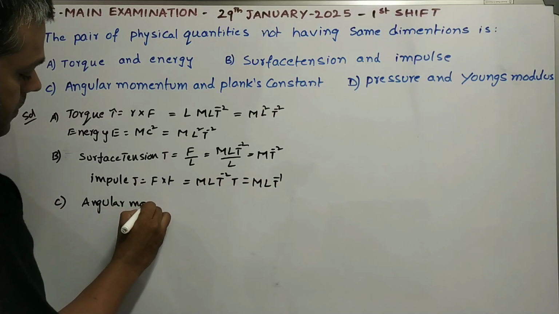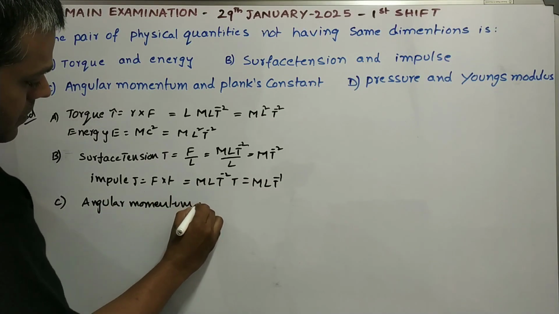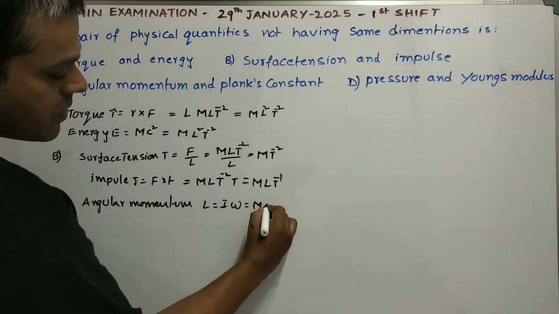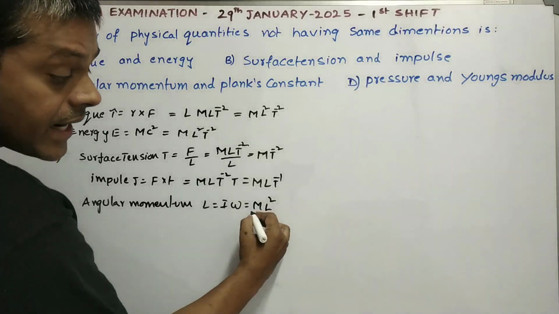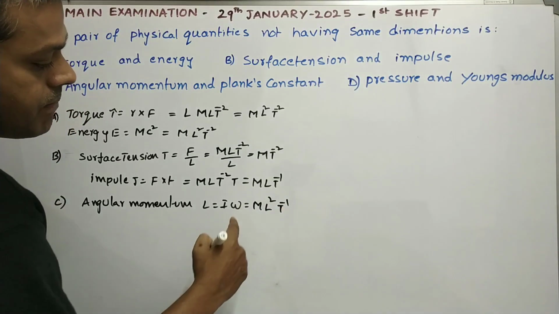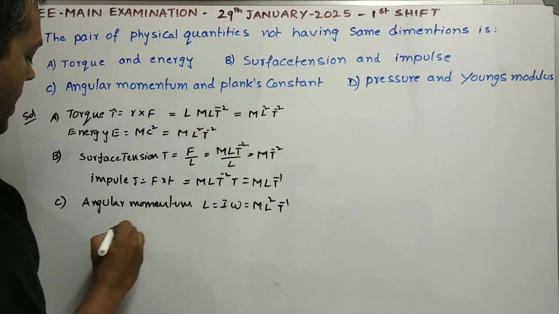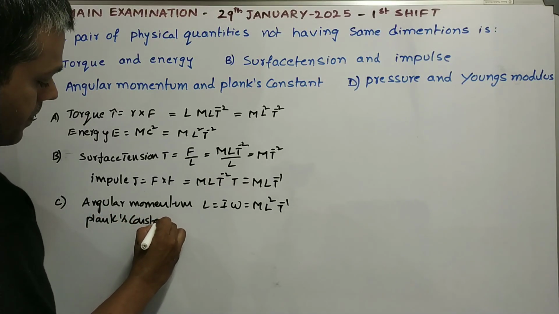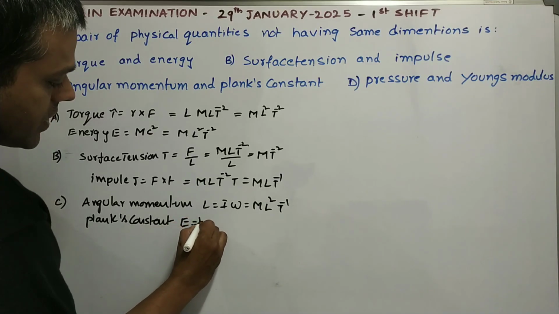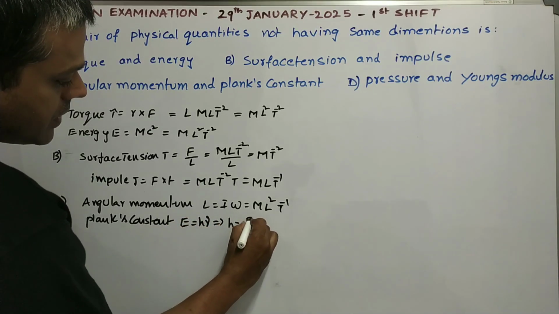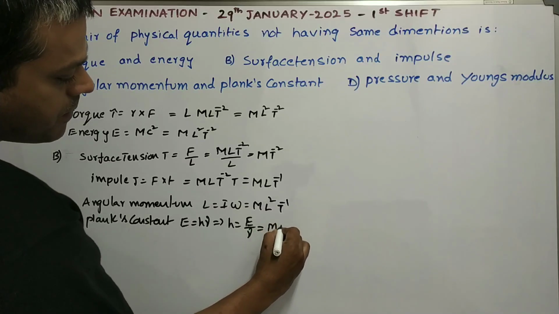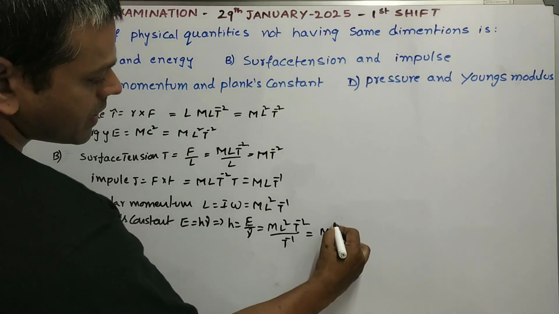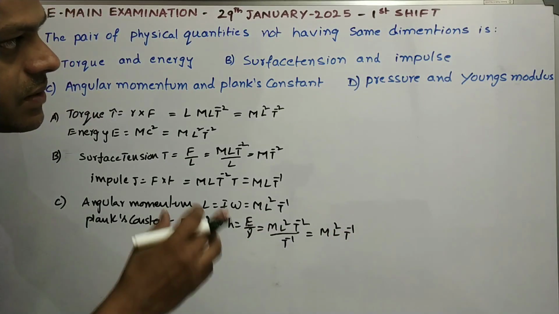Next, third one is angular momentum. L is equal to I into omega. I means moment of inertia, that means mr square, M L square. Omega, angular velocity, is nothing but T power minus 1. So M L square T power minus 1. And its pair is Planck's constant. From E is equal to H nu, H is equal to E by nu. That means M L square T power minus 2 by T power minus 1, so it is also M L square T power minus 1. So these two also have the same dimension formulas.